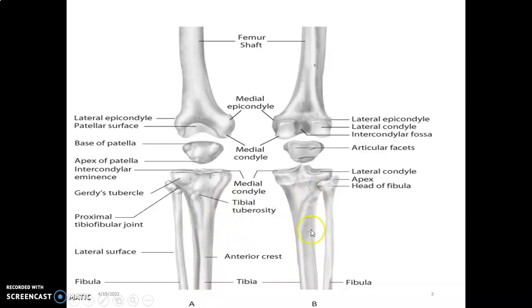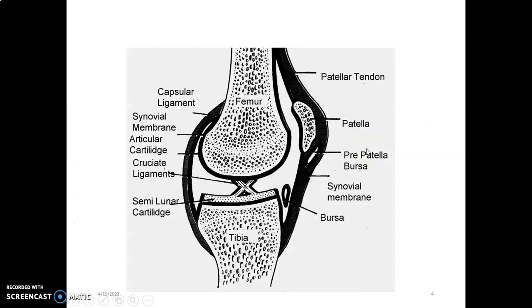Okay, so this is your posterior surface. This is your soleal line. This is the head, the apex, the head, the neck of the fibula. Okay, so you need to have this in mind.